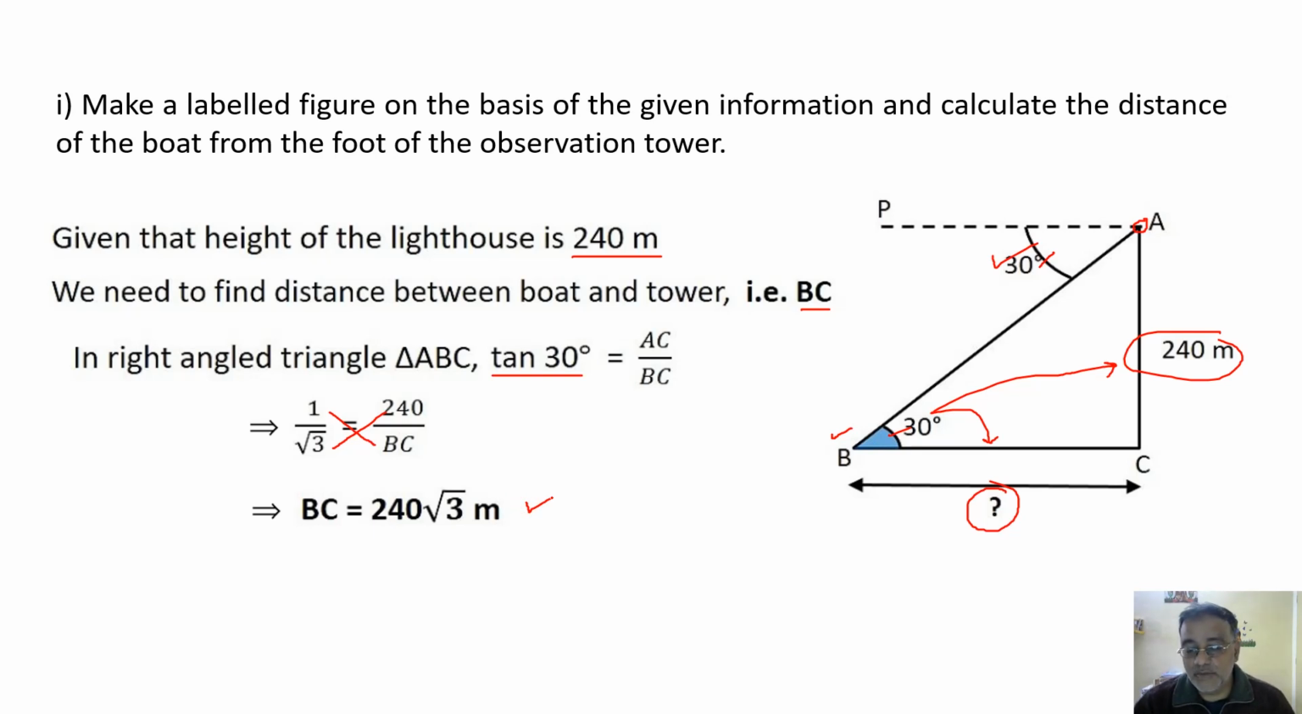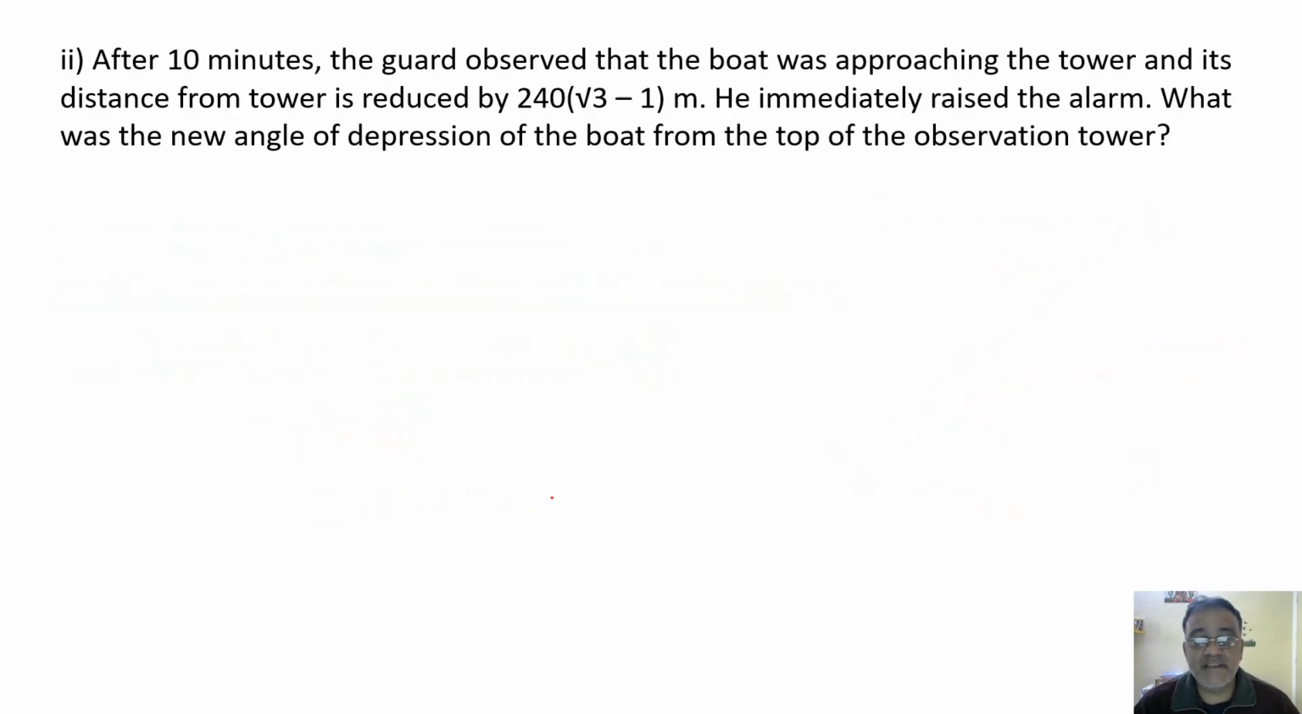इस बार जो मार्किंग स्कीम है उसमें 240 root 3 मीटर दिया हुआ, बट माई सजेशन इज दैट यू सब्सटीट्यूट root 3 is equal to 1.732 and then multiply with 240. Okay, fine. Now second bit is given. After 10 minutes, the guard observed that the boat was approaching the tower and its distance from the tower is reduced by 240 into root 3 minus 1 meter. He immediately raised the alarm. What was the new angle of depression of the boat from the top of the observation tower? Question is clear?